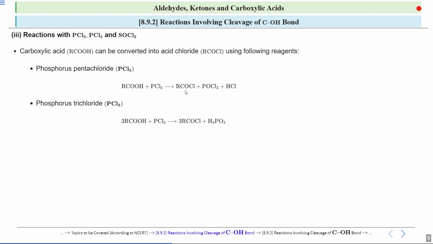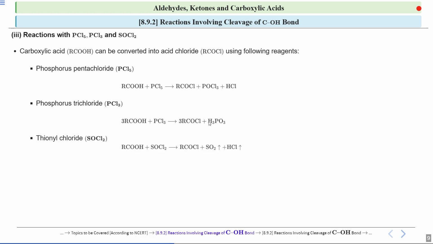Next, we have the reaction with phosphorus trichloride, which is PCl3. So in this reaction, 3 molecules of carboxylic acid react with 1 molecule of PCl3 to produce 3 molecules of acid chloride and phosphorus acid as byproduct. So see over here, you get H3PO3, which is the phosphorus acid as byproduct. This method is useful when you are dealing with larger quantities of carboxylic acids.